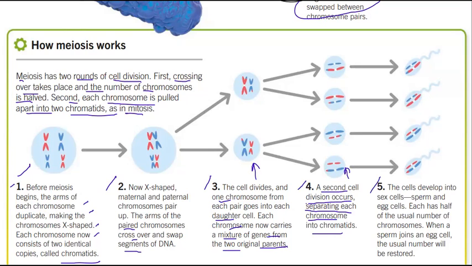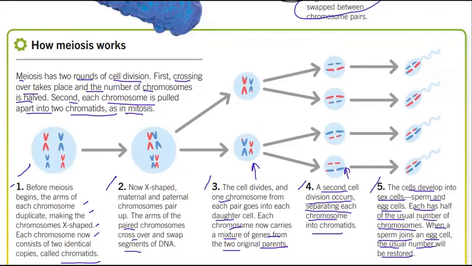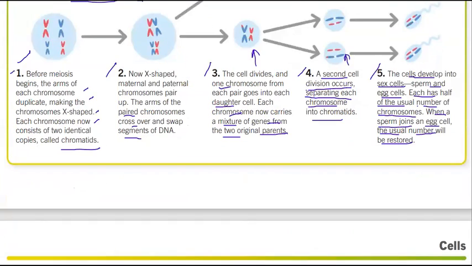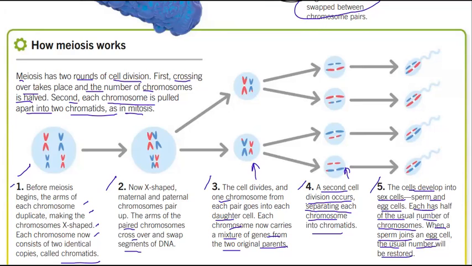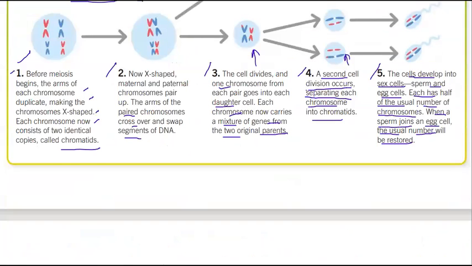And the fifth point in the working of meiosis is the cells develop into sex cells, sperm and egg cells. Each has half of the usual number of chromosomes. When a sperm joins an egg cell, the usual number is restored. This is regarding the meiosis and mitosis differences.